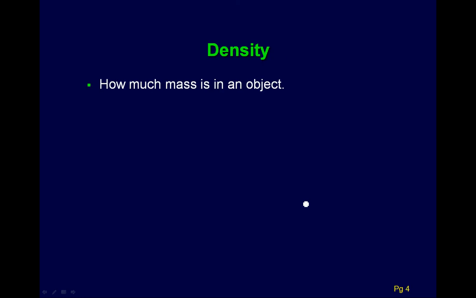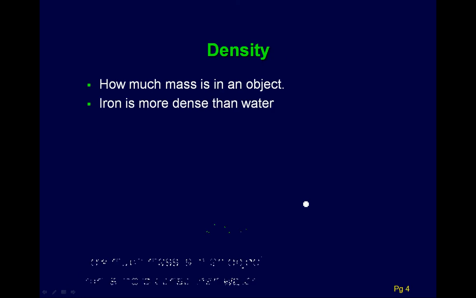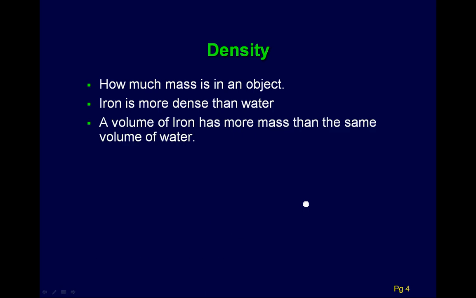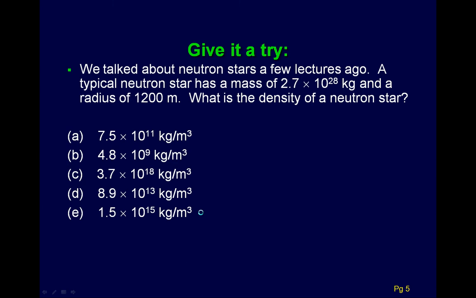So let's start with density. Density is basically how much mass is in an object. Iron is more dense than water. If you have the same shape of iron and the same shape of water, the iron is going to have more mass than the same volume of water. So basically, the density tells us about that. Iron is more dense than water. And so let's look at an example.